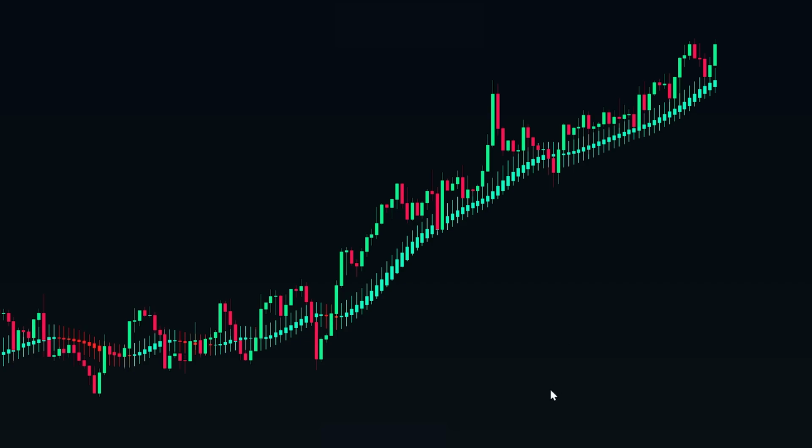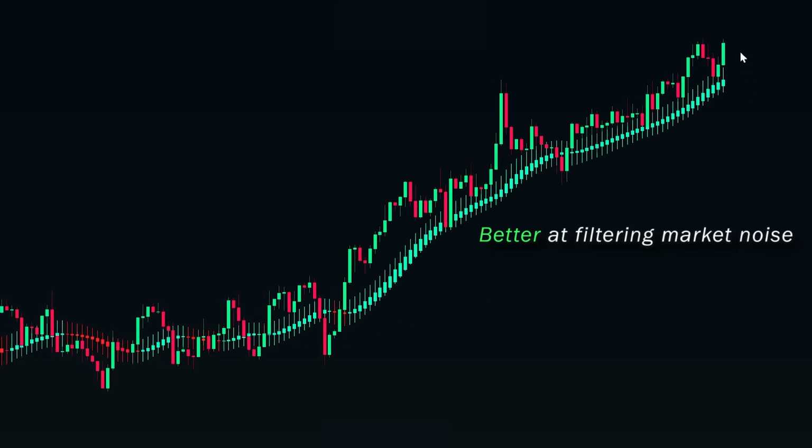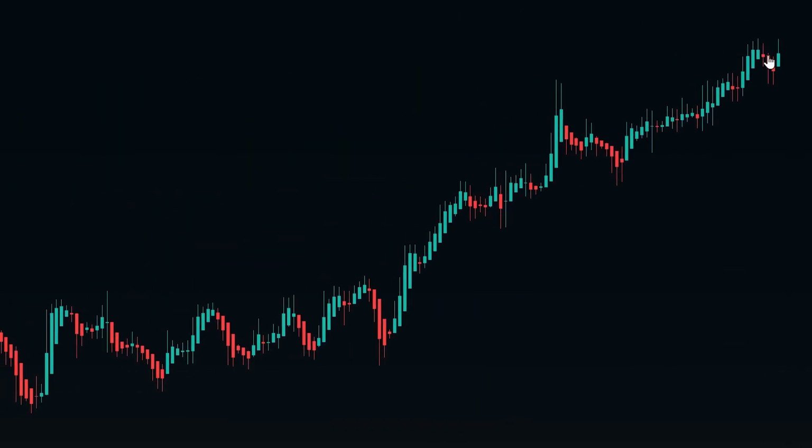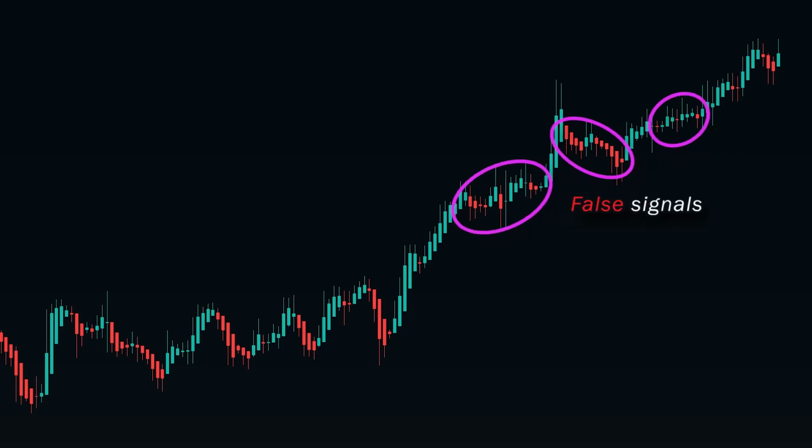Furthermore, the Smooth Heiken Ashi is much better at filtering out noise when the market is volatile. As you can see here, the Smooth Heiken Ashi isn't really affected by the short-term market volatility as it still gave consistent signals, compared to the classic Heiken Ashi, which produces multiple false signals as it reacts more sensitively to short-term volatility.